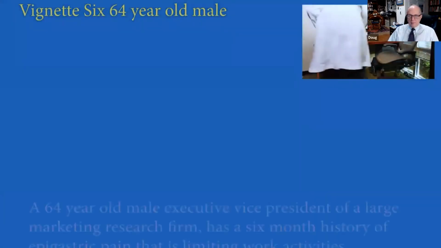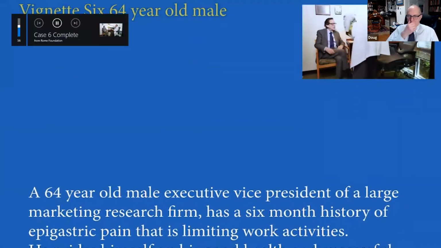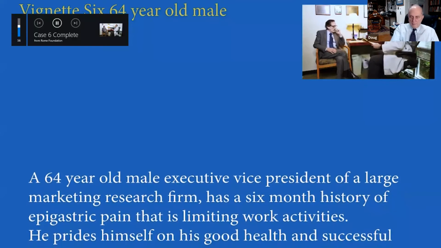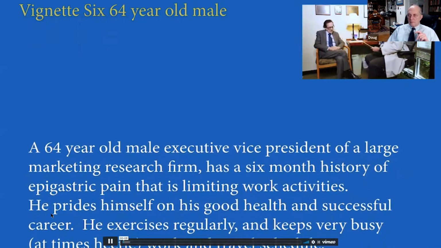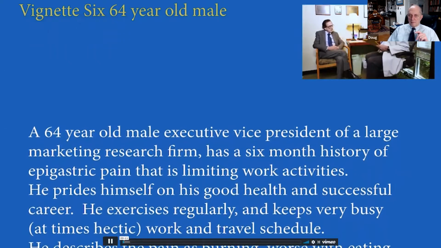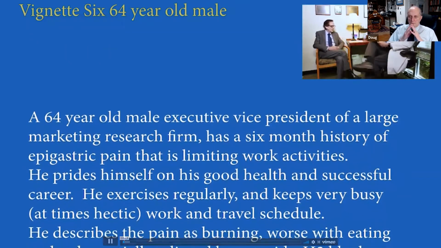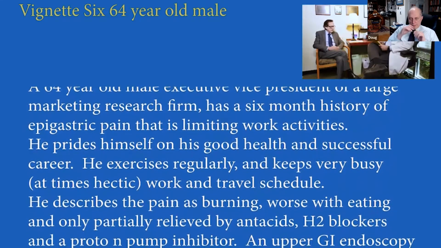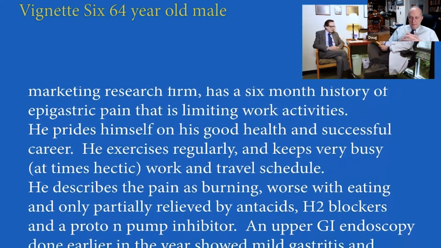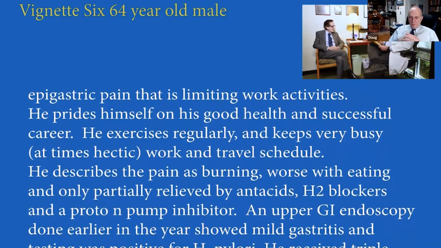Here's the video. It's going to start with a case report. This is case vignette number 6. A 64-year-old male executive vice president of a large marketing research firm has a 6-month history of epigastric pain that is limiting work activities. He prides himself on his good health and successful career. He exercises regularly and keeps a very busy, at times hectic, work and travel schedule.